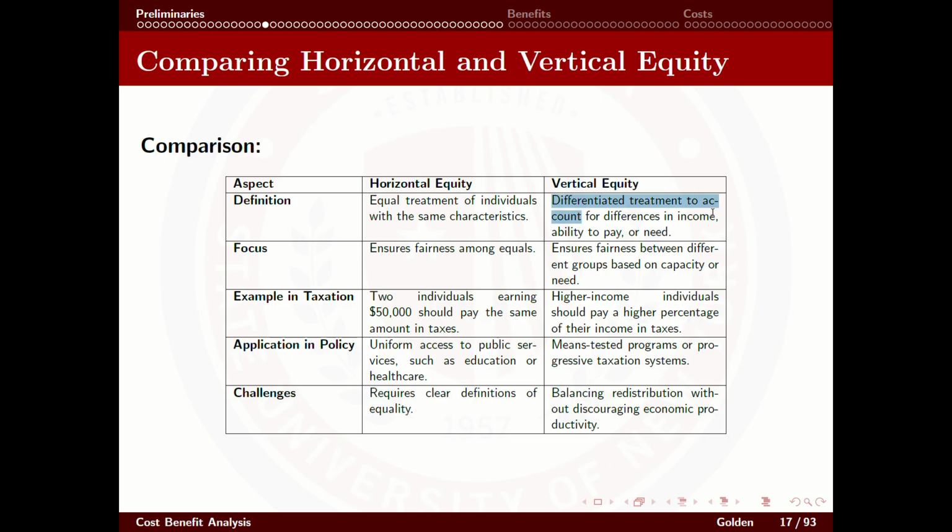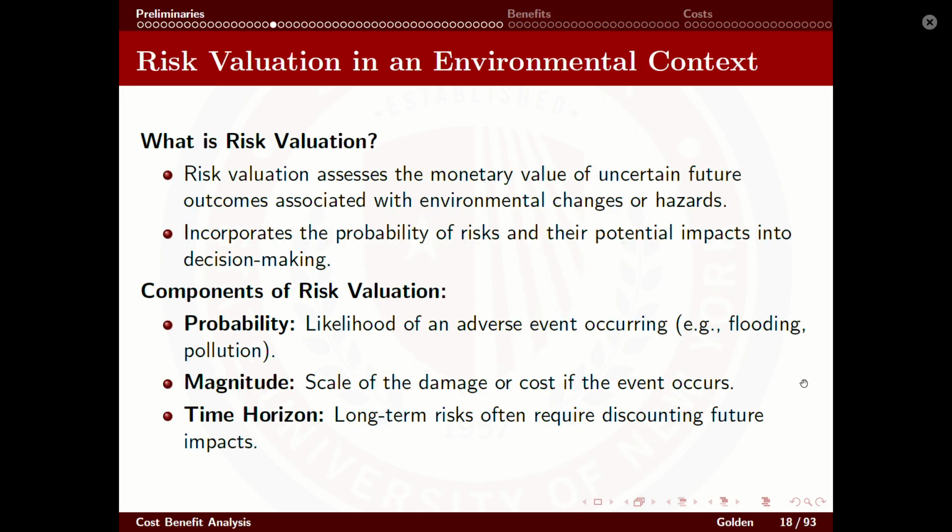And vertical equity requires differentiated treatment to account for differences in income, ability to pay, and need, and ensures fairness between different groups based on capacity or need. High-income individuals should pay a higher percentage of their income in taxes. This means progressive taxation systems, the idea that if you've succeeded the most, you should contribute more. And this balances redistribution without discouraging economic productivity.